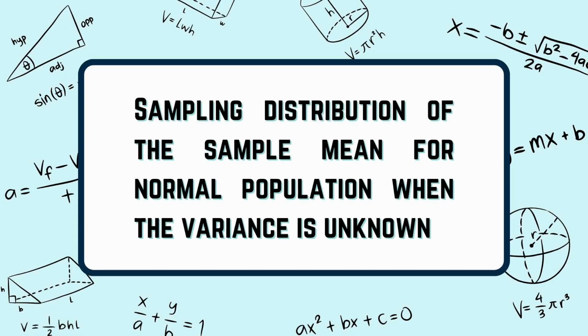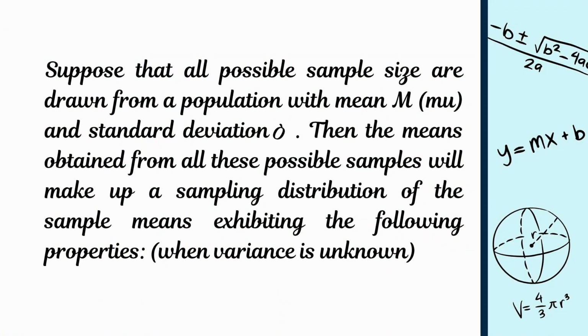Today, we will be discussing the sampling distribution of the sample mean for a normal population when the variance is unknown. Before diving into calculations, let's quickly review what this means. Suppose that all possible samples of size n are drawn from a population with mean and standard deviation. Then the means obtained from all these possible samples will make up a sampling distribution of the sample means exhibiting the following properties when variance is unknown.